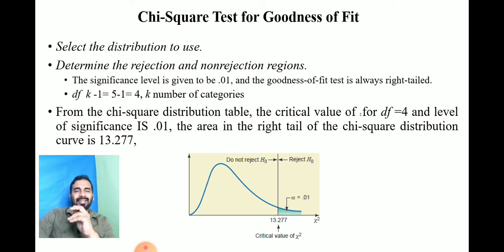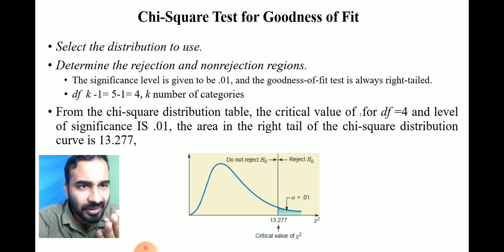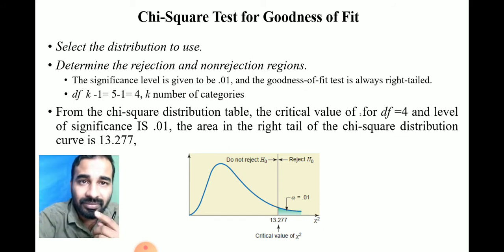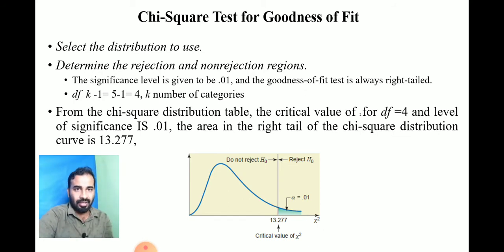Then what can we do? We can draw a curve, and then fix the critical regions, acceptance region, and rejection regions. Look at this graph. As you know, it is a right tail test, a right-skewed curve. In this curve we have only one tail, so there will be only one critical point, which is 13.277.